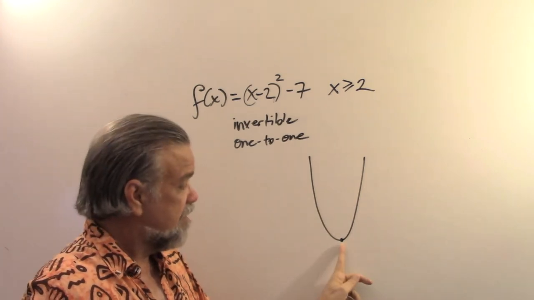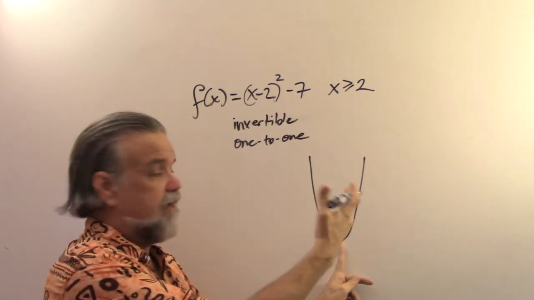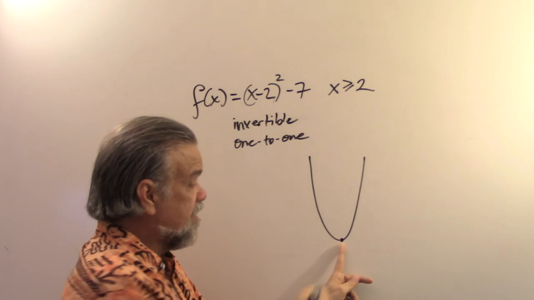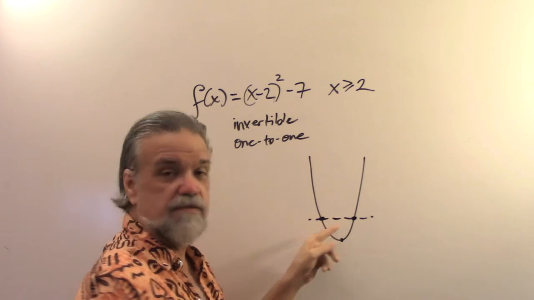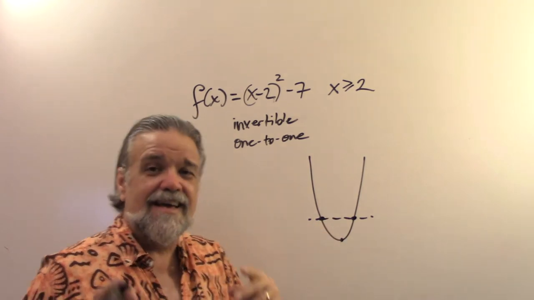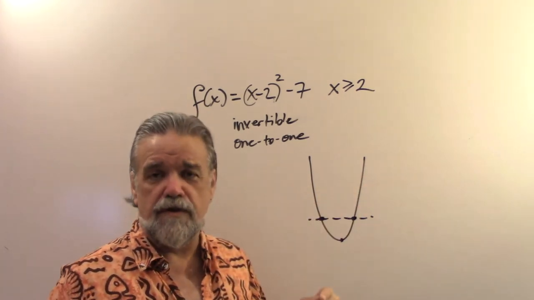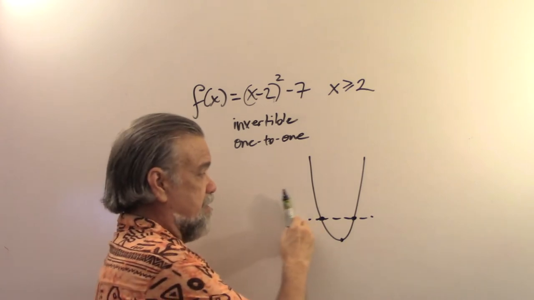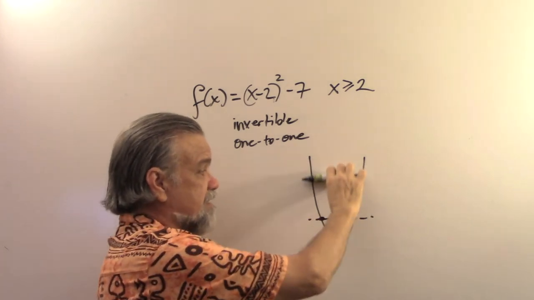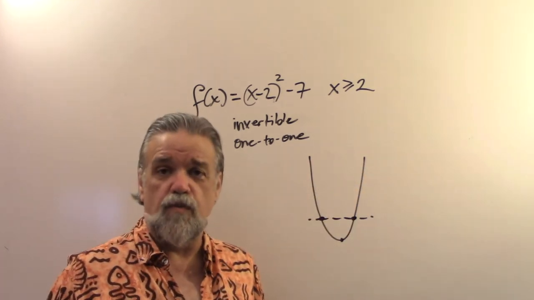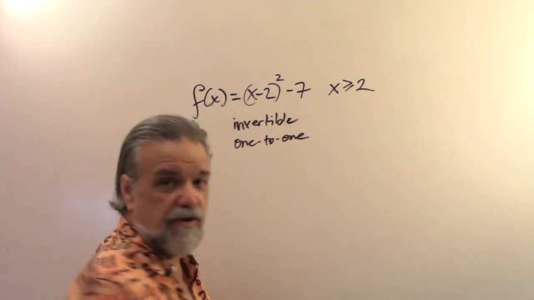Basically, you have to take the vertex of the parabola, and you're either going to use this side or you're going to use this side. That way, you don't have this problem right here where you have two different x's corresponding to the same y. In essence, what this means is the graph of your function must not only pass a vertical line test to show that it's a function, but it also has to pass a horizontal line test to show it's a one-to-one function.